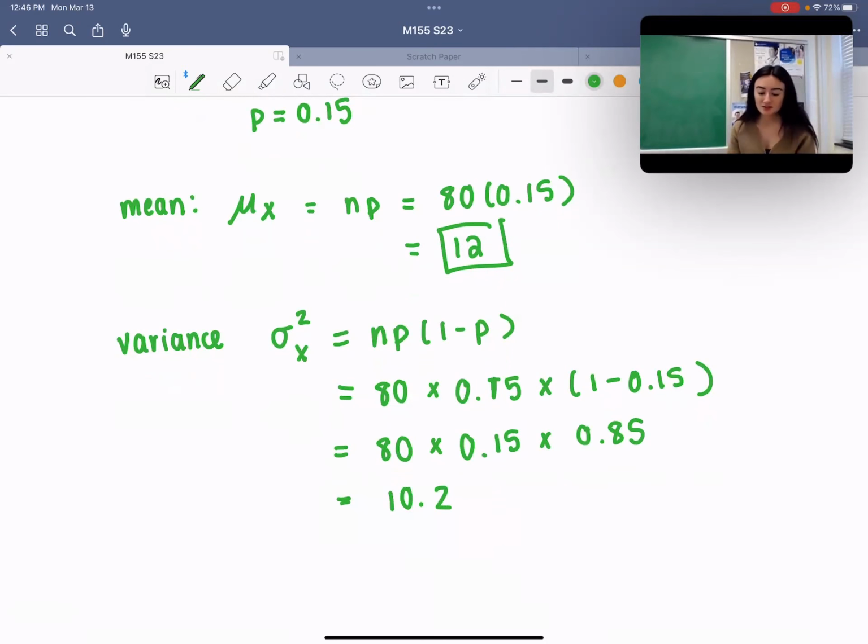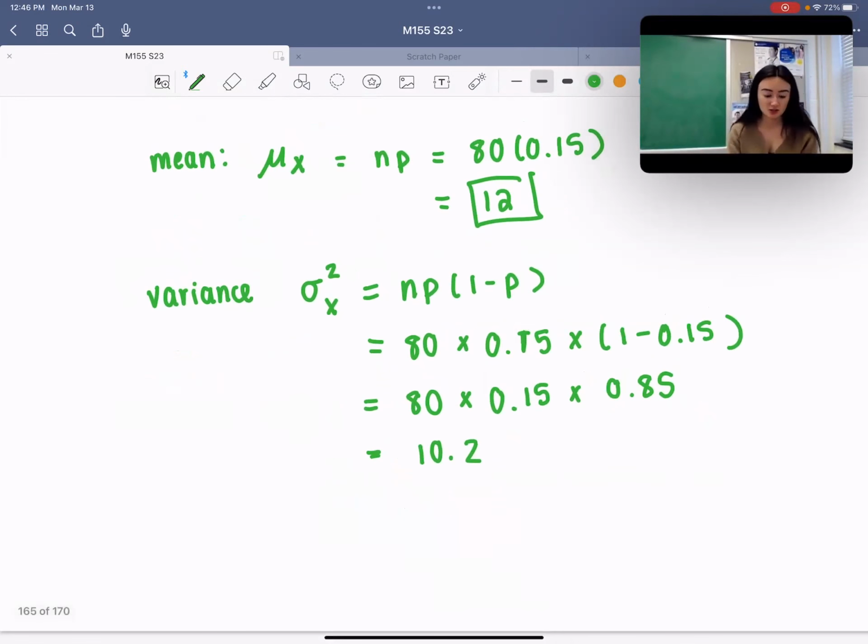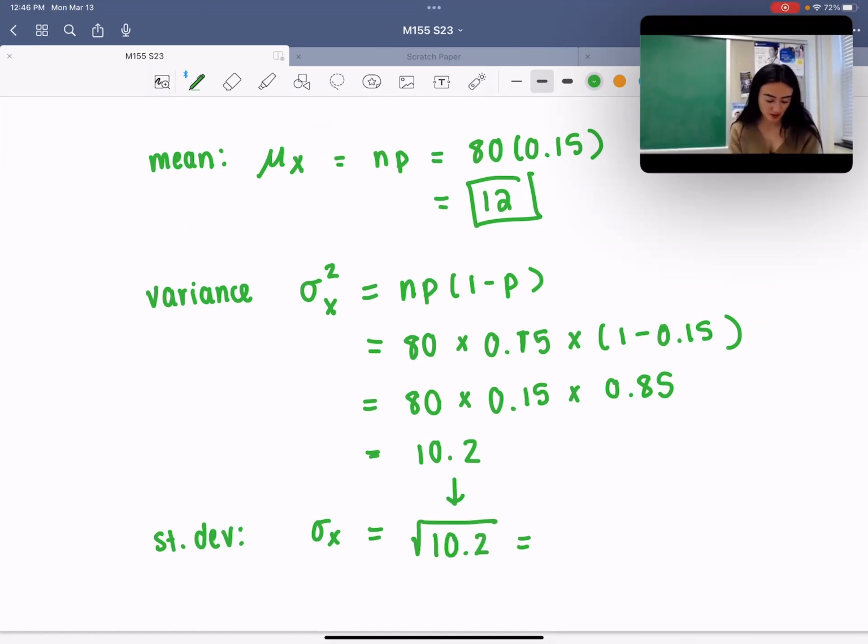Now, this isn't the final answer to our question. We want to know what the standard deviation is, not the variance. So remember, to go from variance to standard deviation, all you have to do is take the square root. So I'm going to take my number and take its square root, and your standard deviation is 3.19.